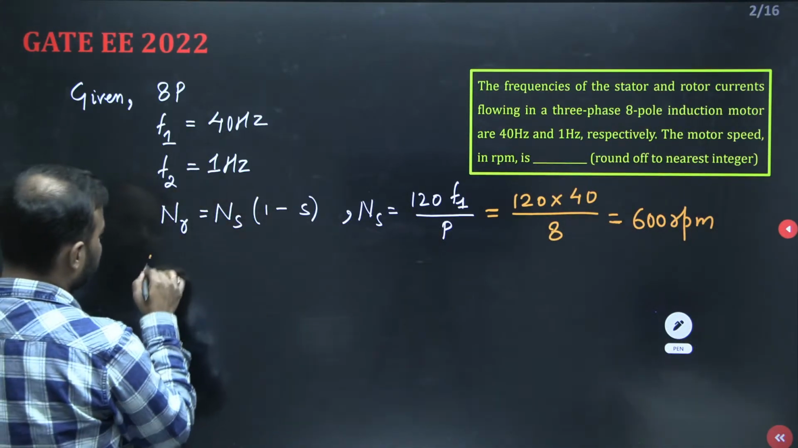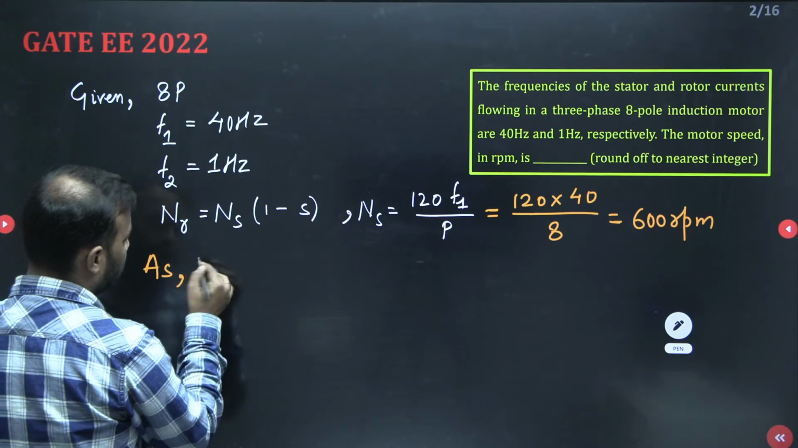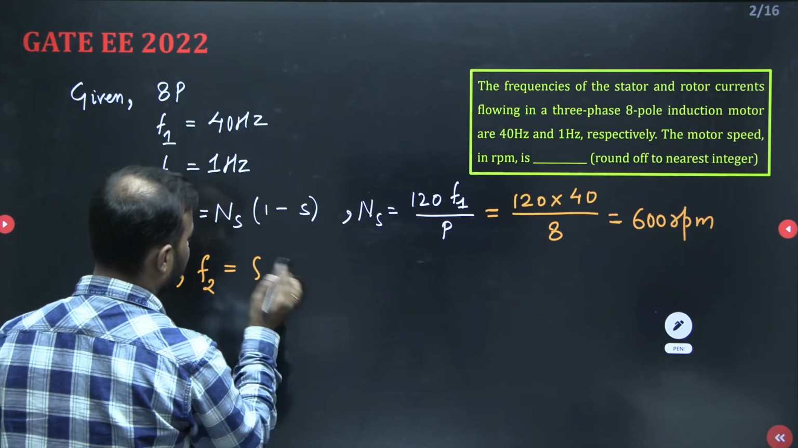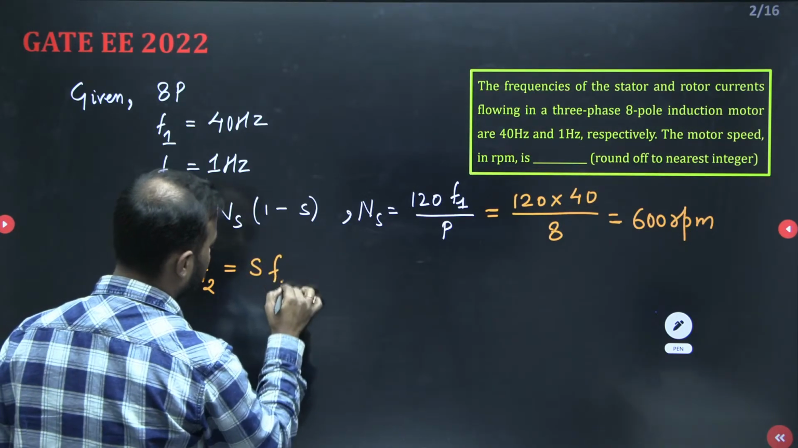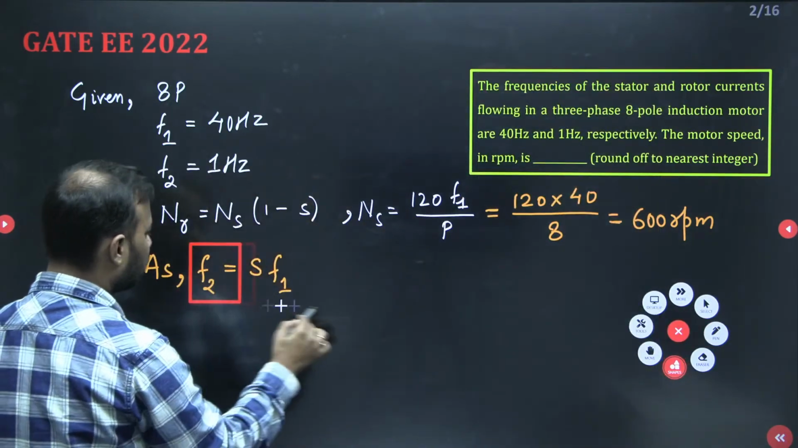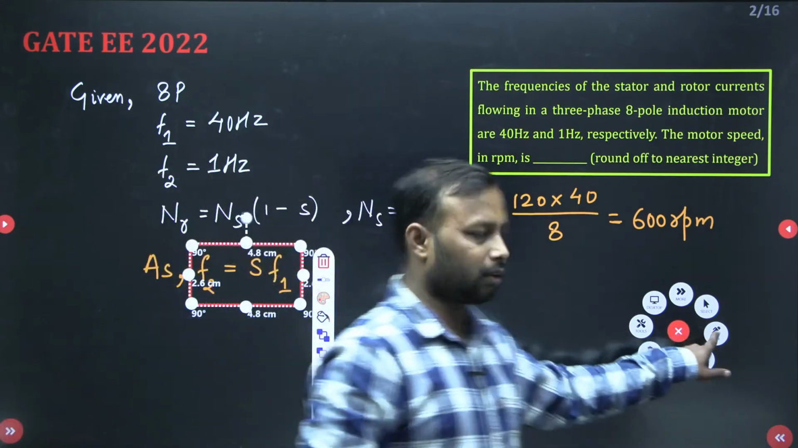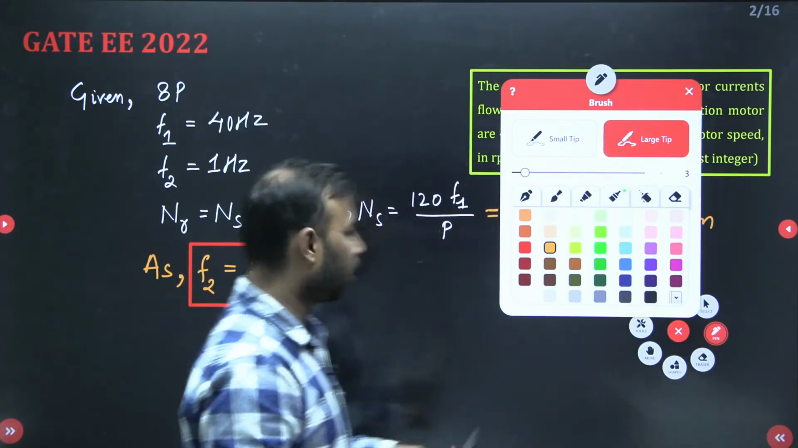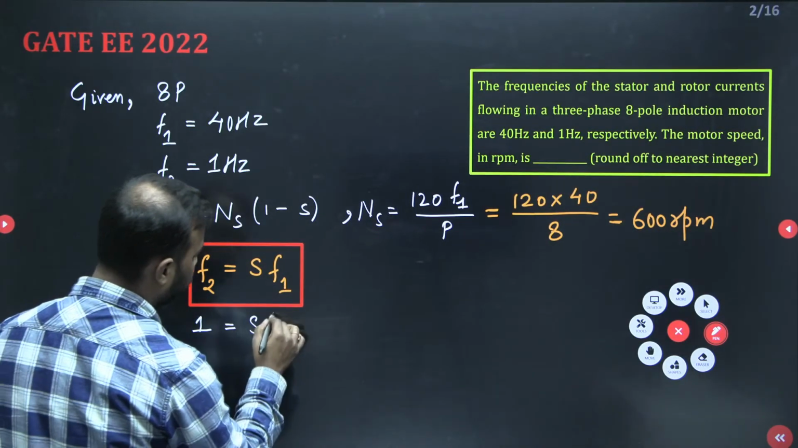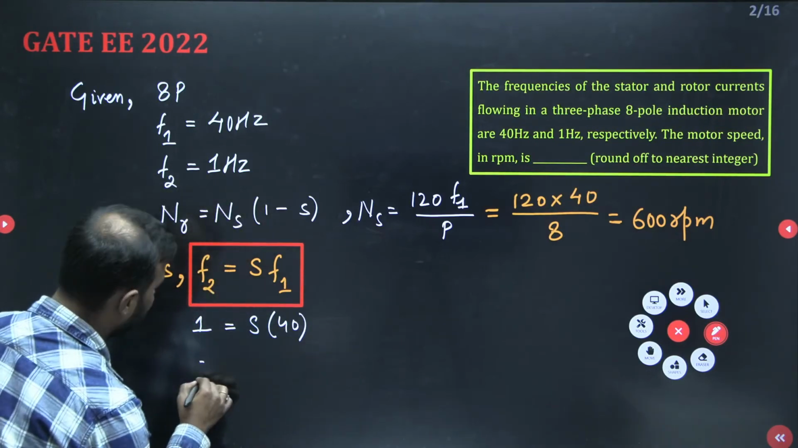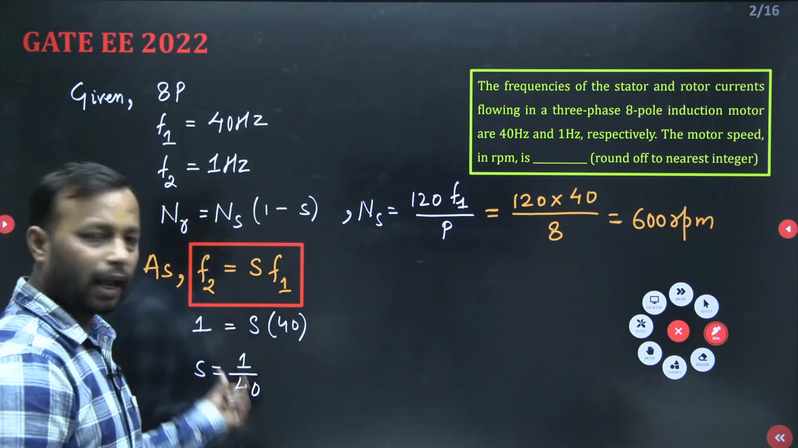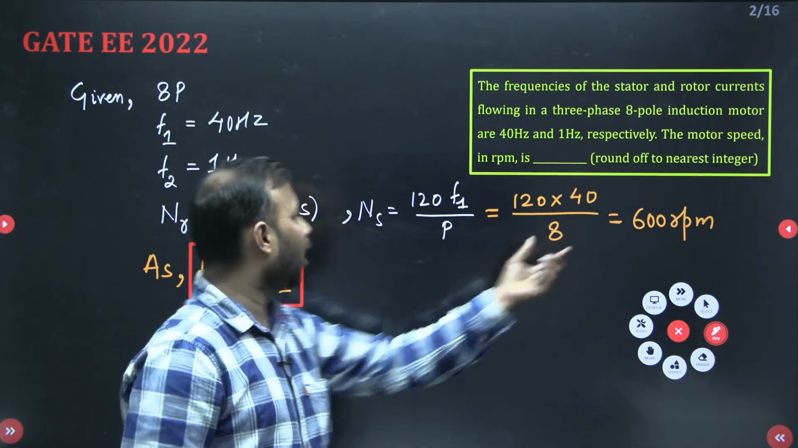Before that, we must know one relation, that the rotor frequency F2 is equal to S times the supply frequency. How many of you know this relation? Please let me know. If you do not know this relation, then this question cannot be solved. Now since F2 is given as 1 Hz, slip is unknown, and F1 is 40, can I say your slip is equal to 1 by 40? Now substitute this S and your NS value in this equation.